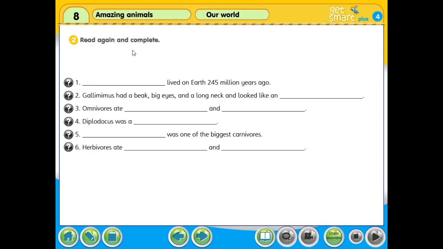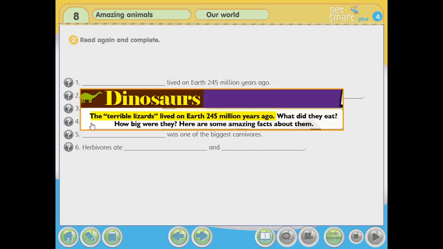Activity number 2, it says read again and complete. The sentence is not complete and your task is to complete the sentence. Number 1, blank lived on earth 245 million years ago. So what is the answer? There are hints here. The terrible lizards lived on earth 245 million years ago.